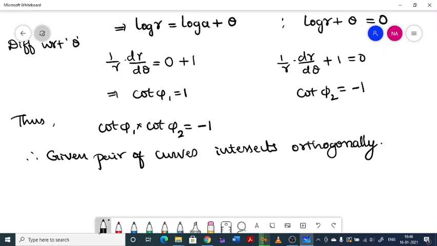So finally, part B, as I said already, r equal to a times of 1 plus sin theta.